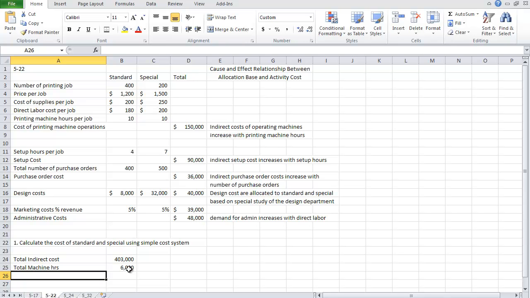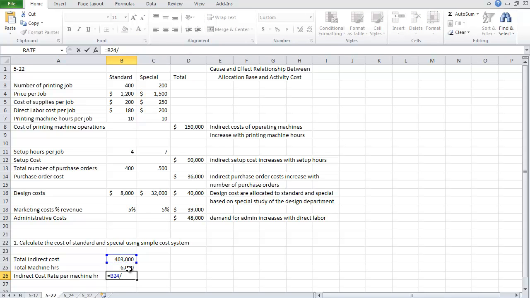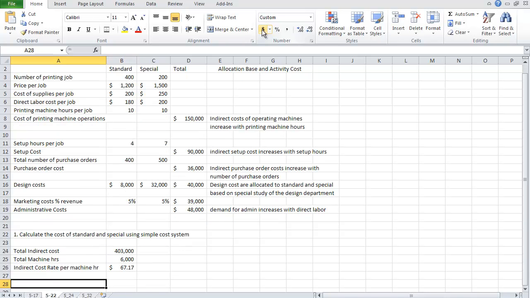So therefore we know that to get an indirect cost rate per machine hour, we are going to take the 403 and divide by the 6,000 hours, which will give us $67.17 per machine hour. So we've calculated that. Now we need to go actually put it into the information that we have available. So once we've calculated the rate, our job, as the book states, is to calculate the cost of a job. So we need to go actually apply this to each of the jobs.